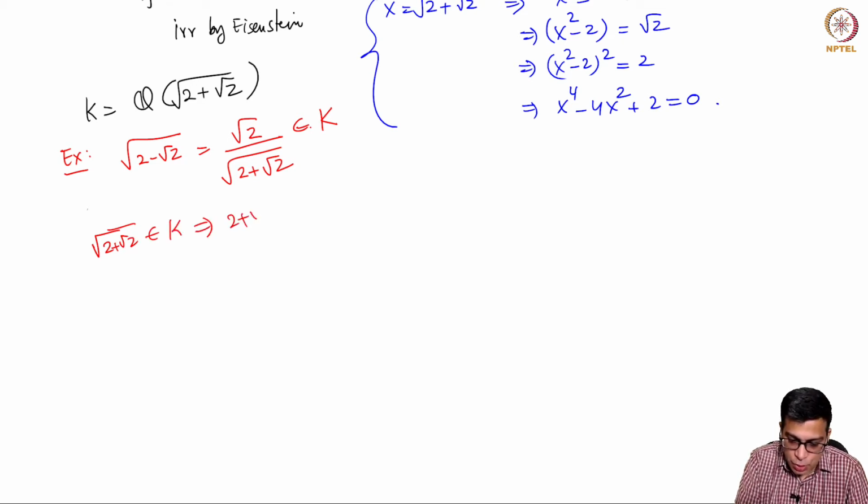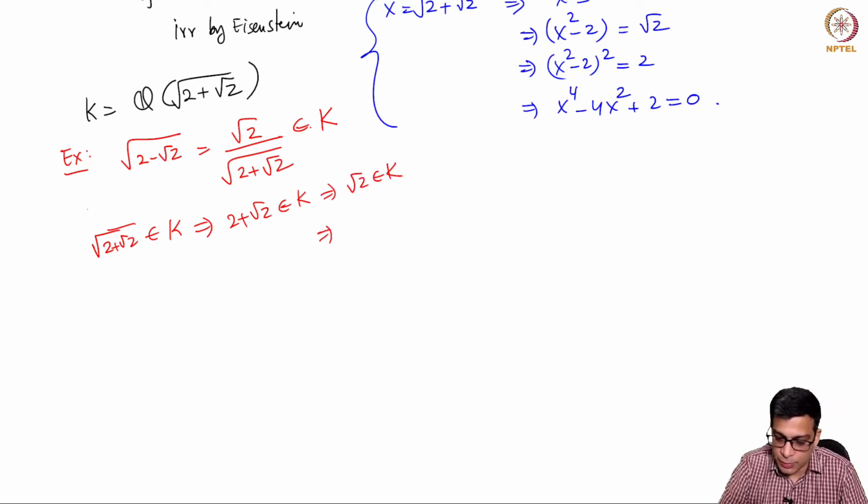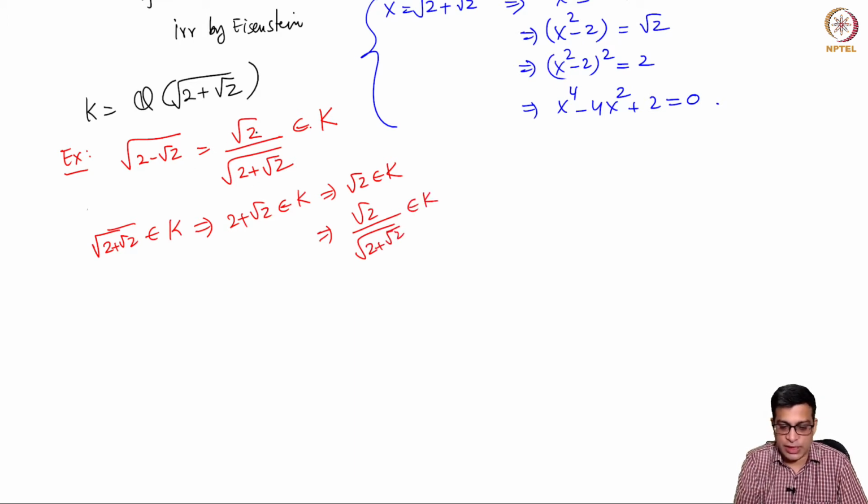It means 2 plus root 2 is in K, because you can square this, but 2 is of course in K, so root 2 is in K. That means root 2 divided by this, and then you simply check that these are equal. This ratio is this. Okay, this is a triviality.